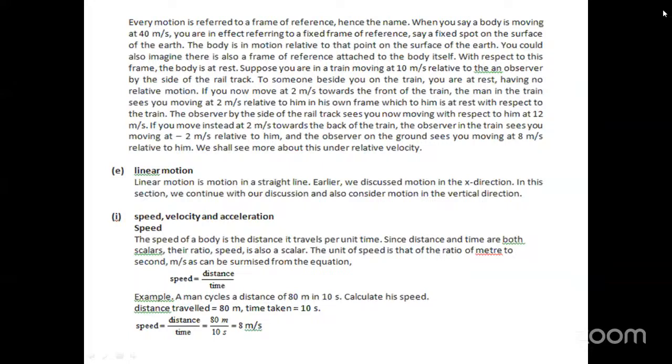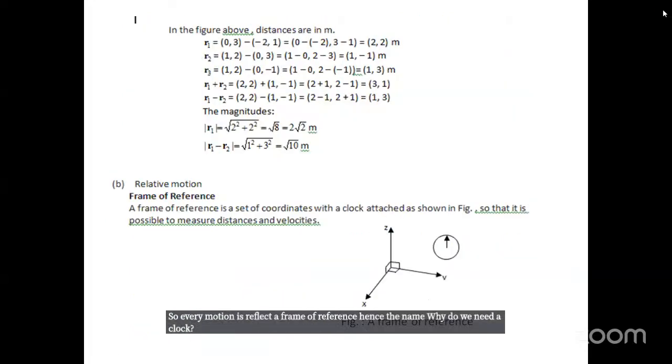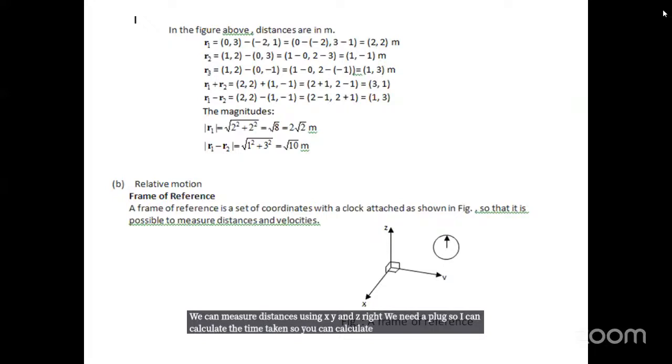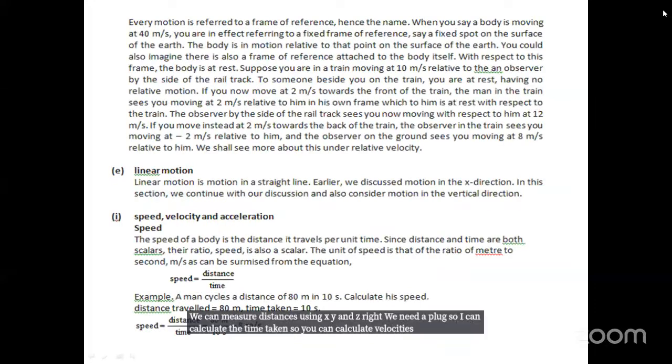So every motion is referred to a frame of reference, hence the name. Why do we need a clock? We can measure distances using X, Y, and Z, right? We need a clock so that you can calculate the time taken, so you can calculate velocities. Every motion is referred to a frame of reference, hence the name.